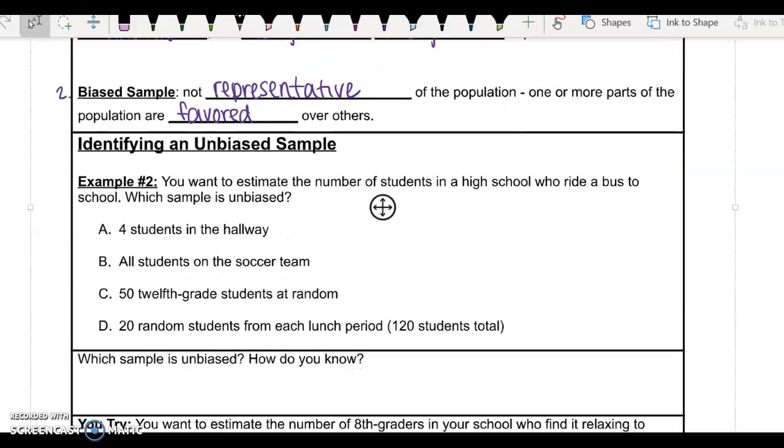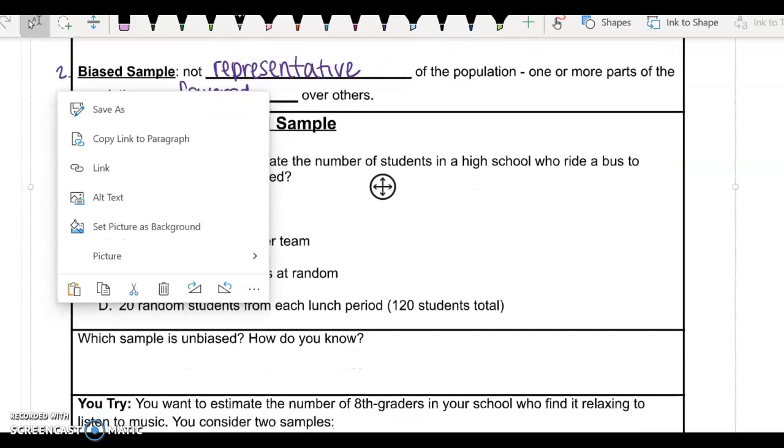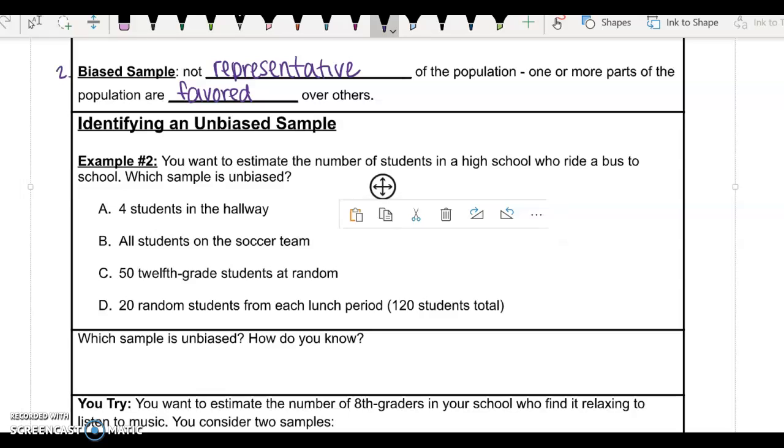So let's identify an unbiased sample. You want to estimate the number of students in a high school who ride a bus to school. Which sample is unbiased? We have 4 students in the hallway, all students on the soccer team, 50 12th grade students at random, 20 random students from each lunch period. So there are about 120 students total.